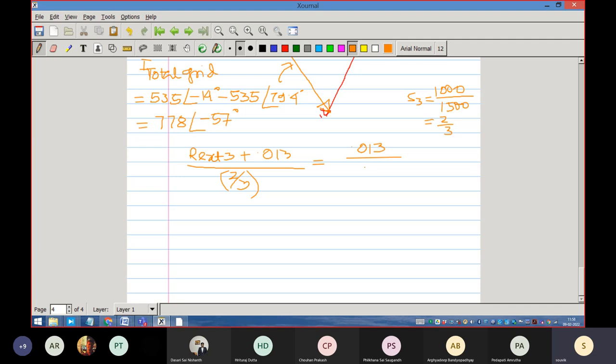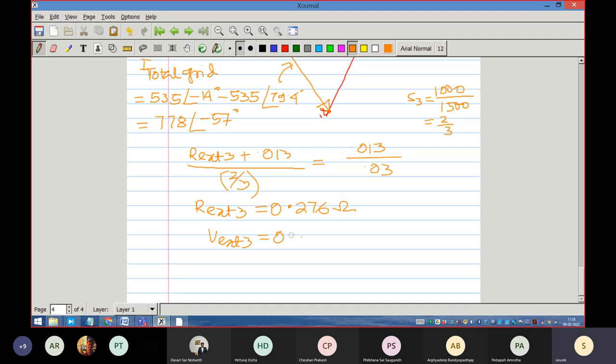So it is 0.013 divided by 0.03, how much is it? Let me check. 0.013 divided by 0.03 into 2 divided by 3 minus 0.013. So R external 3 is coming out to be 0.276 ohm.